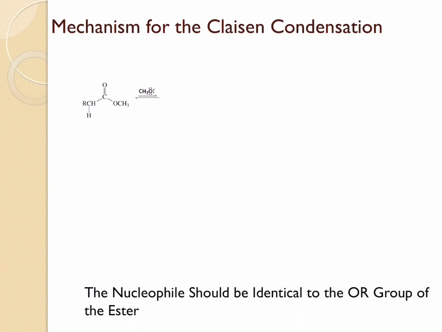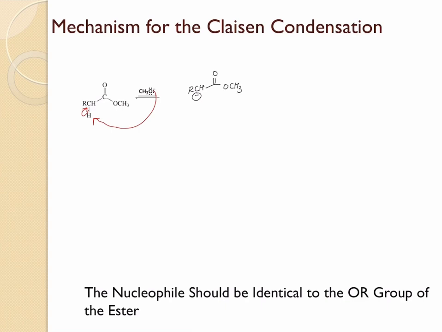Here is the mechanism for the Claisen ester condensation. First, to begin with, the methoxide ion, which is the base, is going to grab the alpha hydrogen. So here is our alpha hydrogen. This alpha hydrogen will be abstracted by the base, and it's going to thrust those electrons onto carbon to form the enolate ion. This would be our enolate ion.